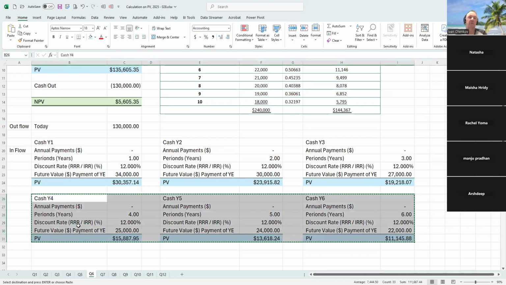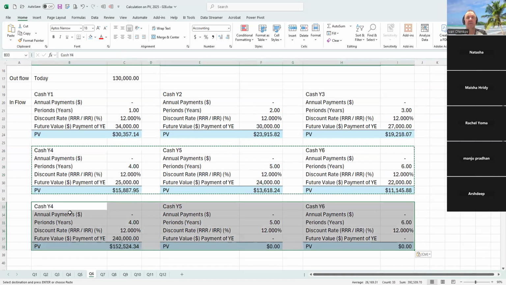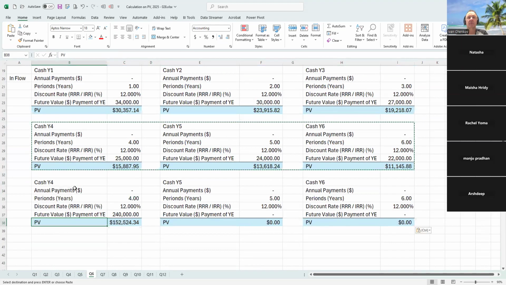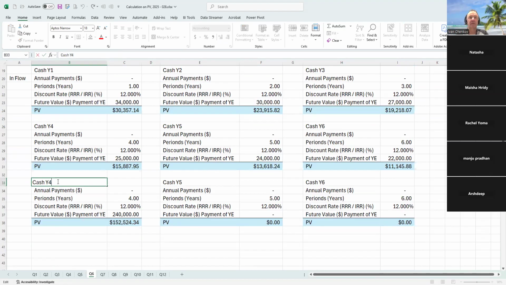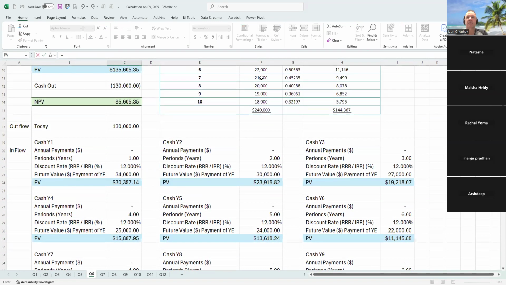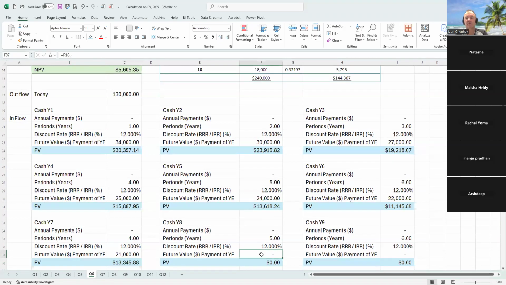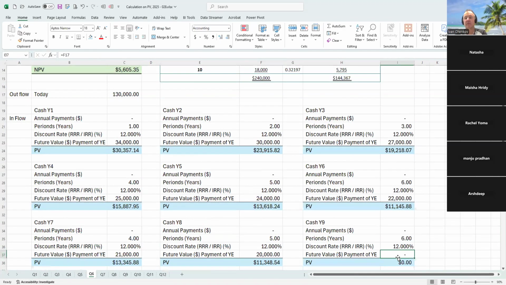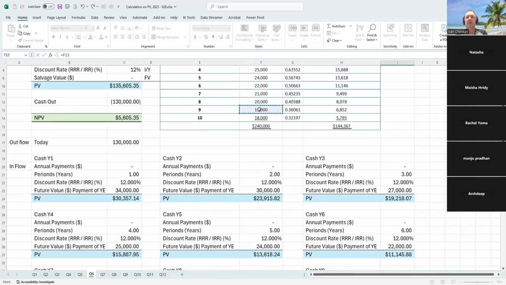So let's keep going. I'm gonna copy and paste this one again, so you can see what's happened. Now I have to plug in year 7, year 8, and year 9. And I'm going to put the numbers here. On year 7, I'm getting 21,000. At year 8, I'm getting 20,000. And at year 9, I'm getting 19,000.